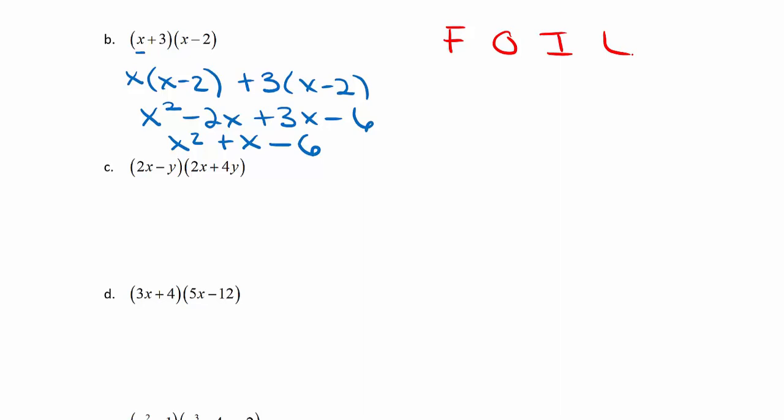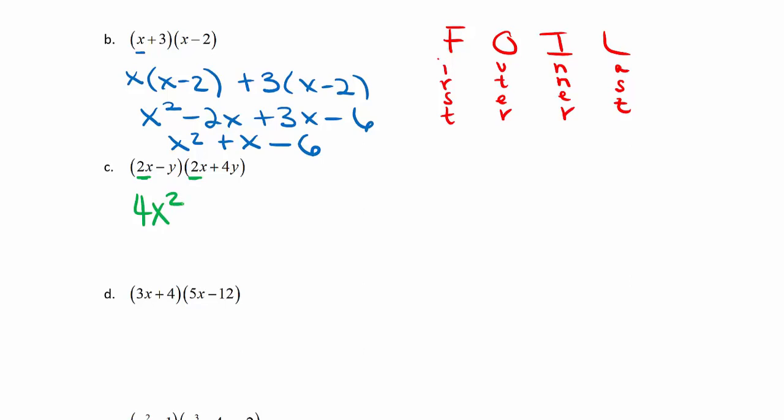Now, when you're multiplying two binomials, there's actually an acronym, FOIL, that you can use to help you remember all of the distributing that has to be done. This acronym stands for FIRST. So we start by multiplying the first two terms together. In example C, 2x times 2x would be 4x squared.